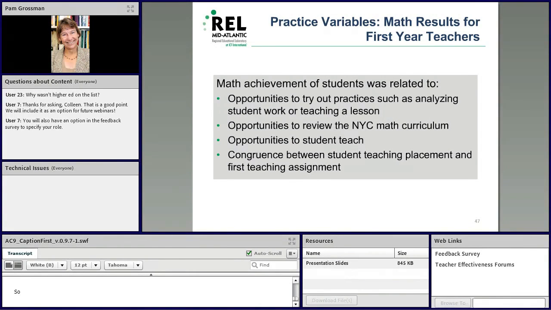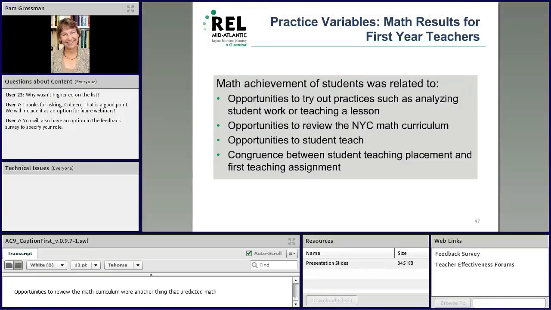So what we found was that for predicting the impact on student achievement in math, that was related to these opportunities to try out practices such as analyzing student work or teaching a lesson. So candidates who had had more opportunities to do those things actually had greater impact on student achievement. Opportunities to review the math curriculum were another thing that predicted math achievement.